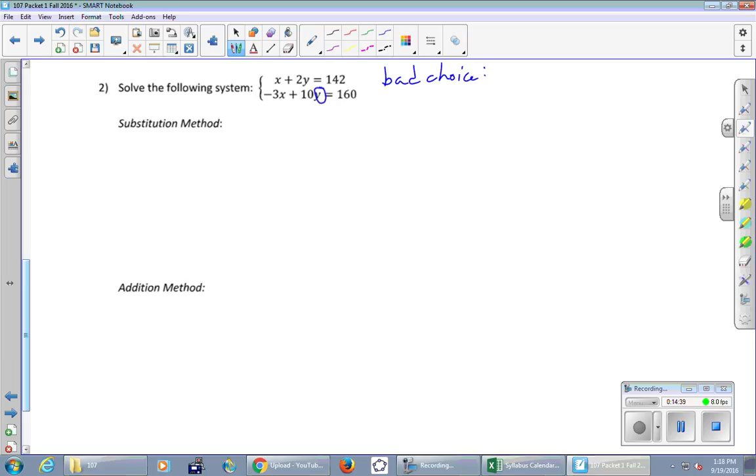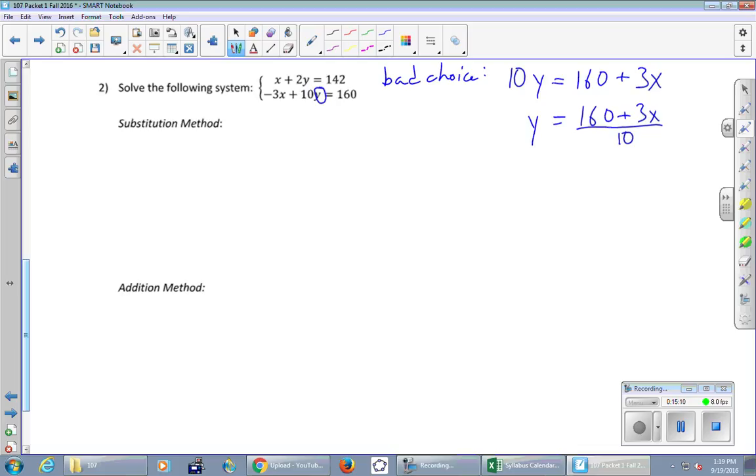The negative 3x. And we're going to add that to both sides. So that makes it 10y equals 160 plus 3x. Agree? And then we move the 10 by doing what to both sides? Then we'll divide both sides. And we get (160 plus 3x) over 10. Totally correct. We can get to the right answer with this as a starting point, but it's got fractions.